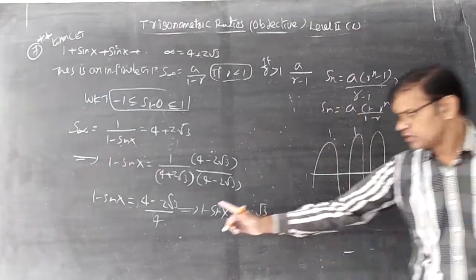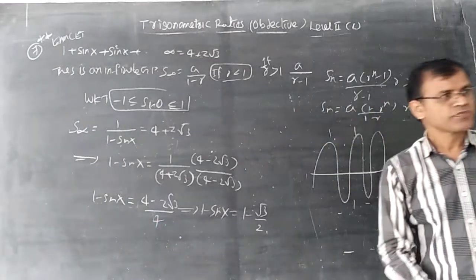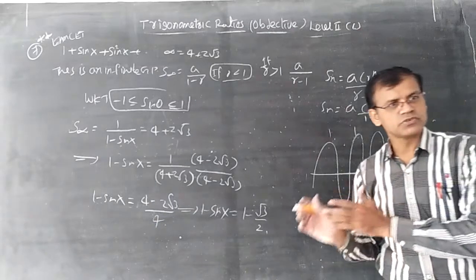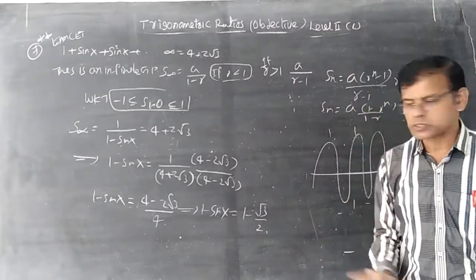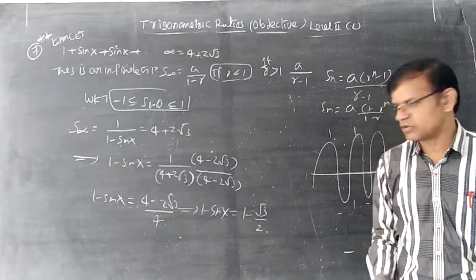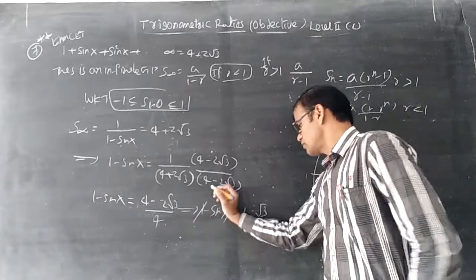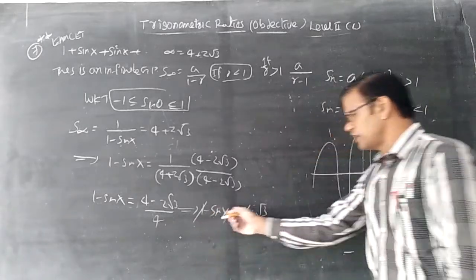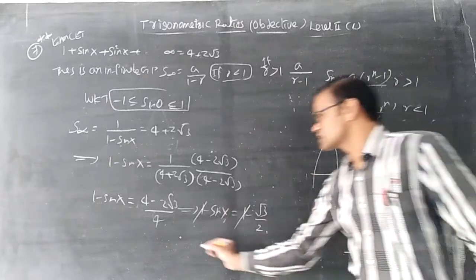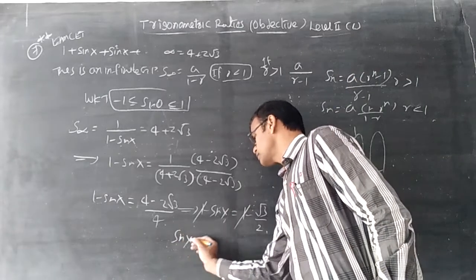How would you say this? This 4 can be distributed: 4 by 4 minus 2 root 3 by 4. 4 by 4 becomes 1, 2 root 3 by 4 becomes root 3 by 2. The 1 gets cancelled, and the minus also gets cancelled. So sin x is equal to root 3 by 2.